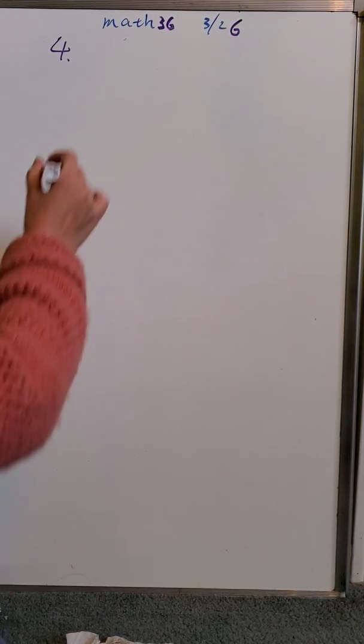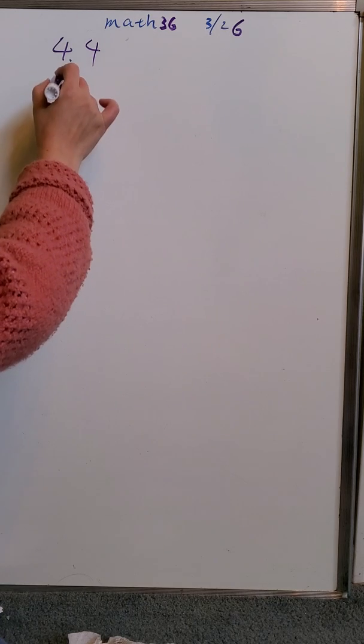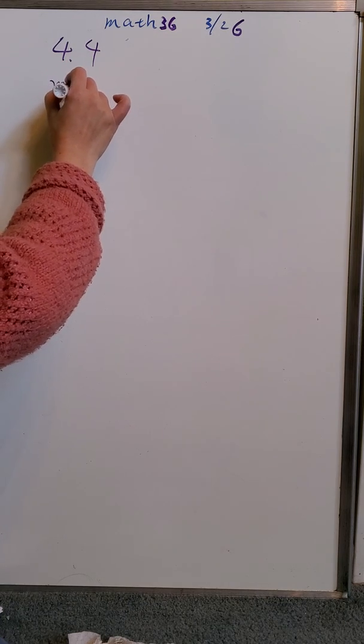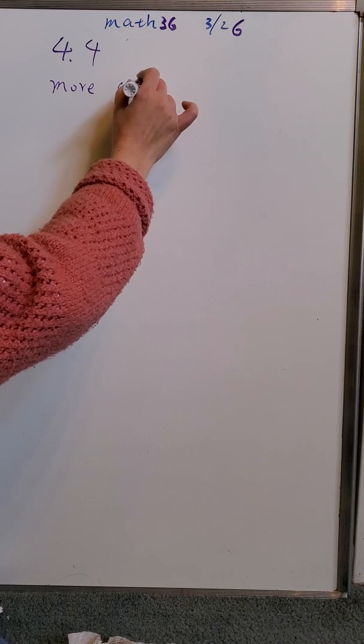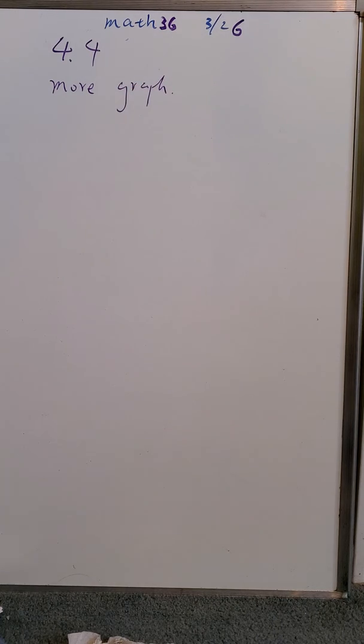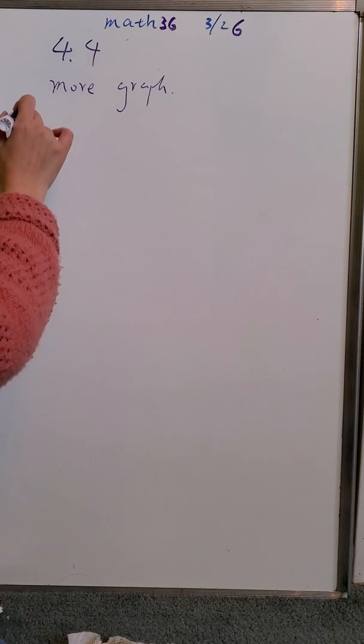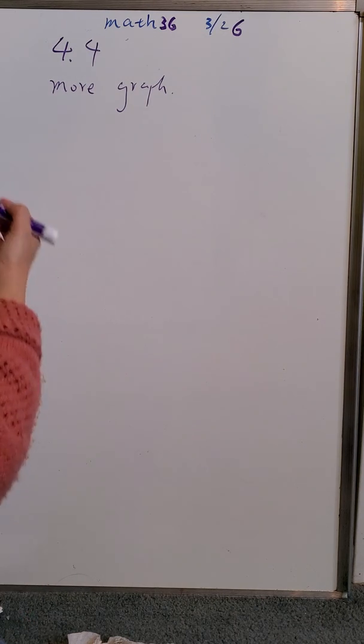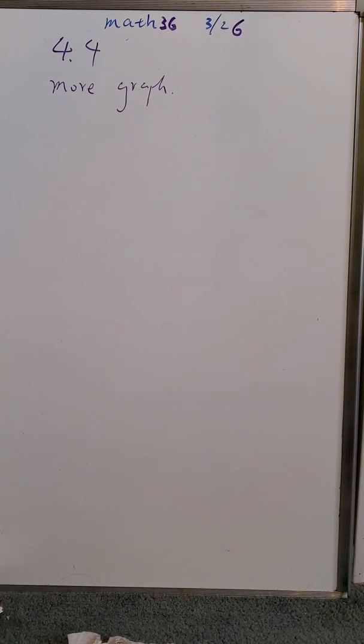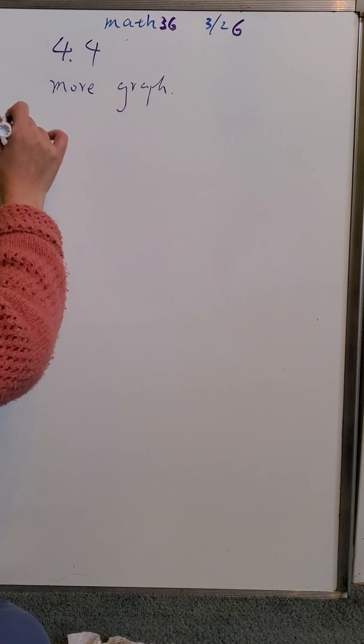Today we're going to continue to finish the last lesson, which is 4.4. In 4.4, we're going to continue to do more graphing. We're going to learn in this lesson how to graph y equals cosecant, secant, tangent, and cotangent. To teach this lesson, I'm going to show you some examples, and then from the examples I will explain to you. So the first part is number 14.